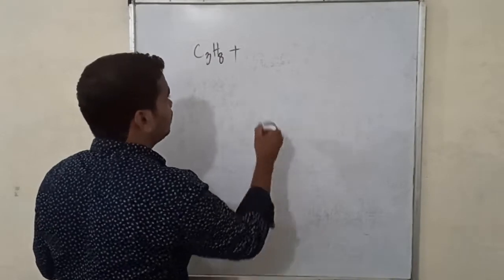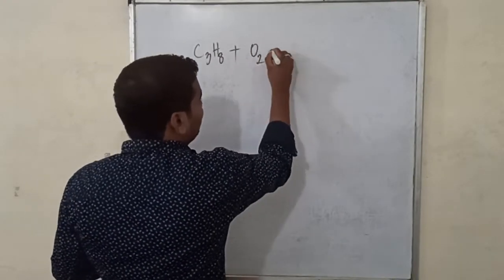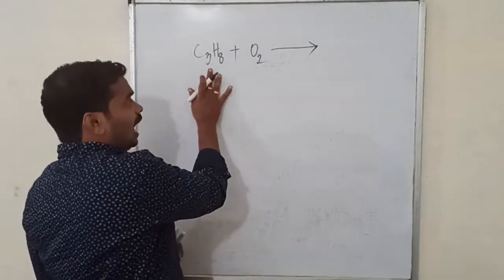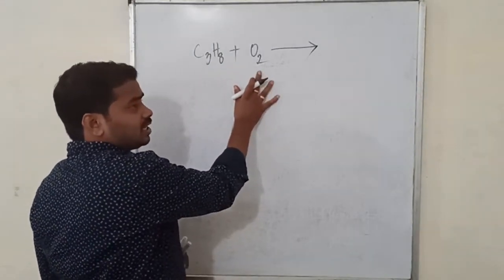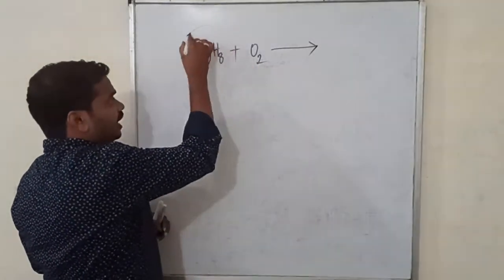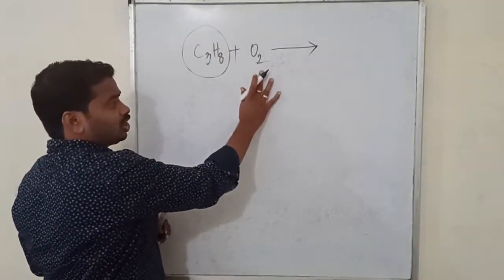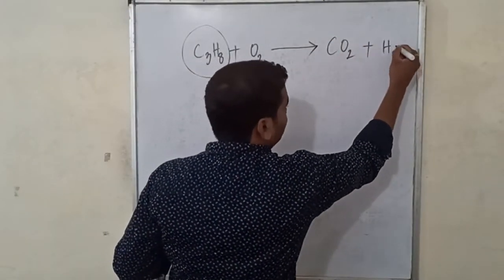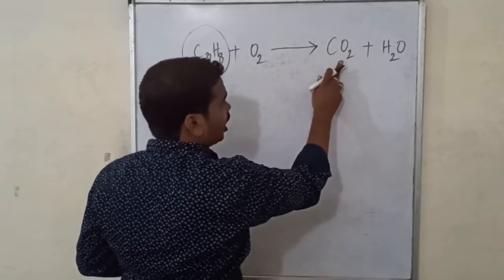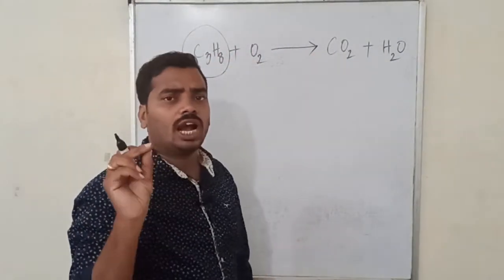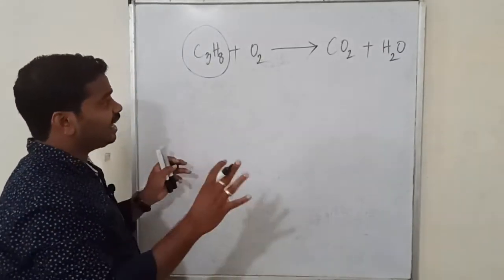C3H8 plus O2. This is combustion of propane. In the previous session we have discussed this is propane, and combustion always takes place in the presence of oxygen, where any carbohydrate which undergoes this combustion process will liberate water and carbon dioxide. Listen, carbon dioxide and water will be liberated if any carbohydrate undergoes combustion process. Now this is the equation.